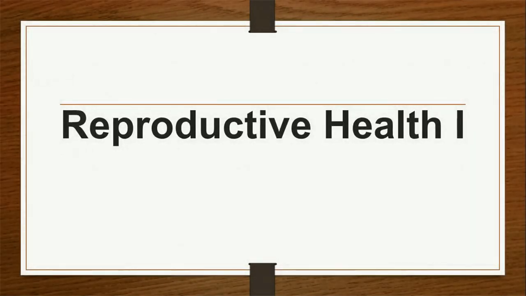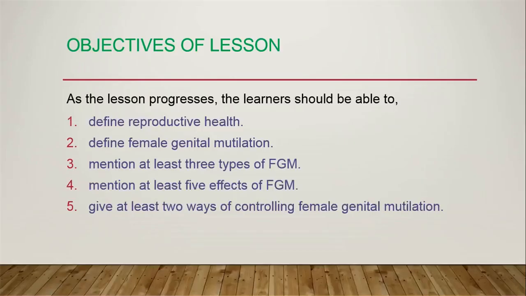Today we are looking at the topic reproductive health. Objectives of lesson. As the lesson progresses, the learners should be able to: 1. Define reproductive health. 2. Define female genital mutilation.